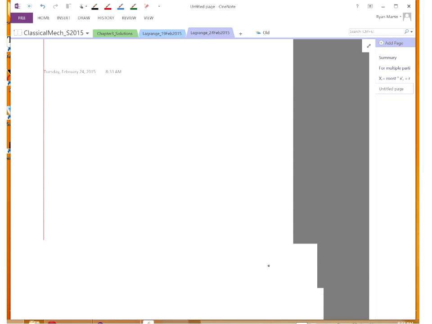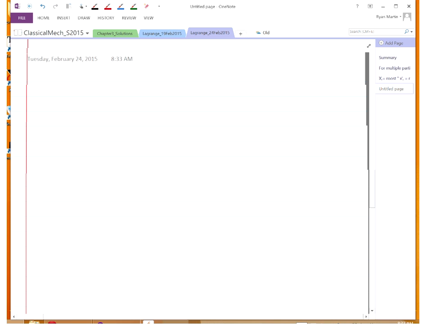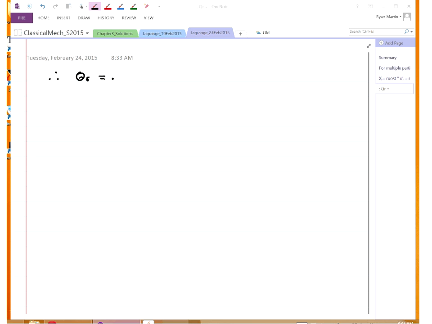So what that means is Qj, which we've called QR, is the sum of those two things. The sum of those two things is F1 plus F2. Now we can finally write out our equation of motion, right?